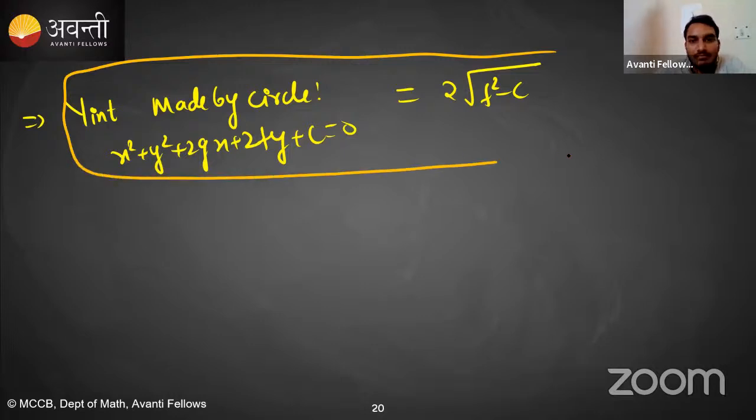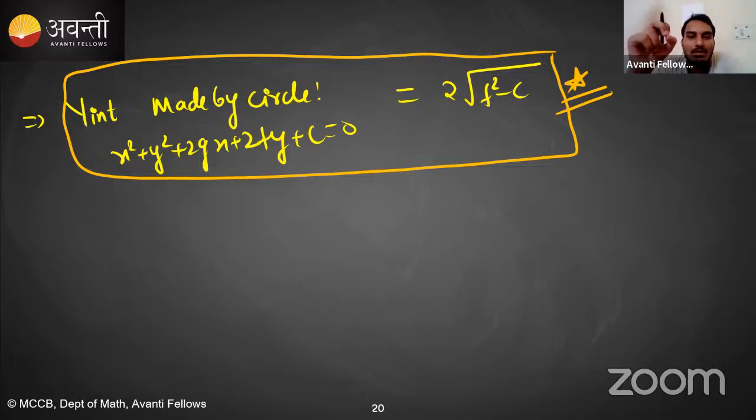Is this clear, everyone? There is a similar pattern. The x-intercept is 2 times under root of g square minus c. The y-intercept is 2 times under root of f square minus c. These are very, very important formulae. You have to remember these two directly. So the y-intercept is 2 times under root of f square minus c, and the x-intercept is 2 times under root of g square minus c. Clear? Is there any doubt regarding this? If it is clear, let's move further.